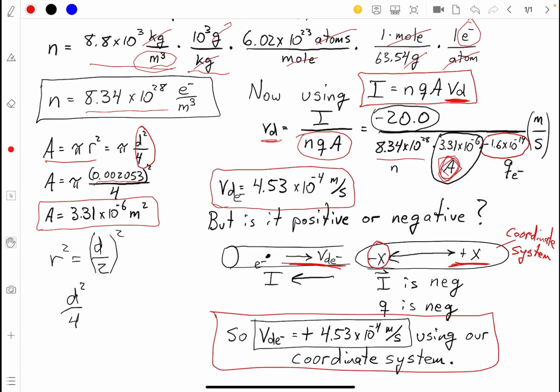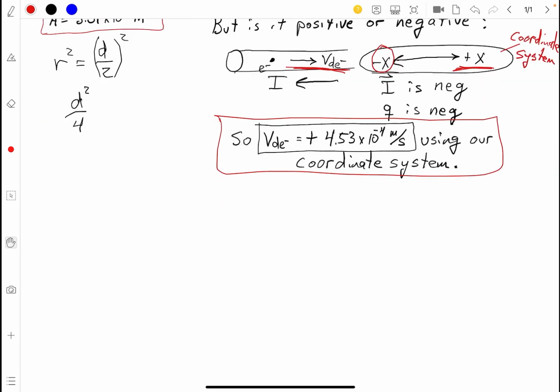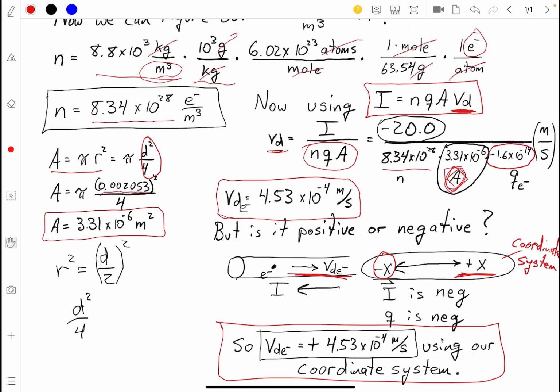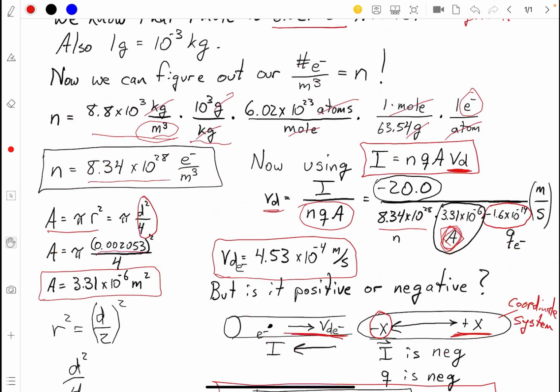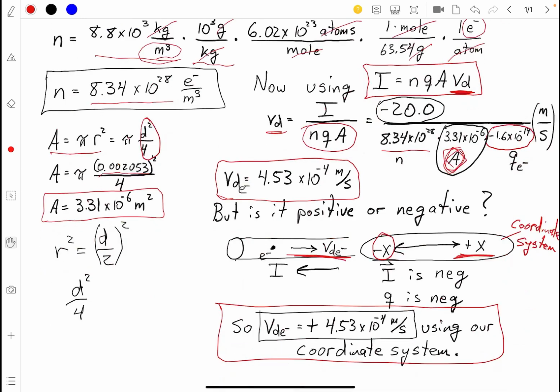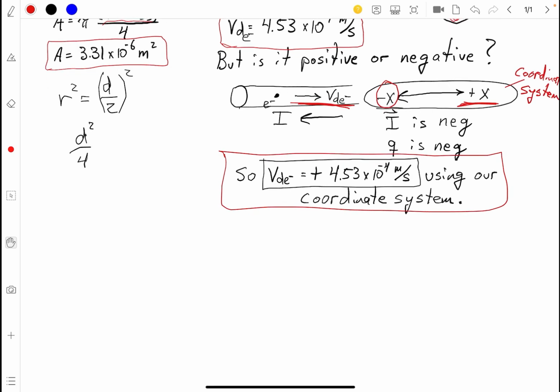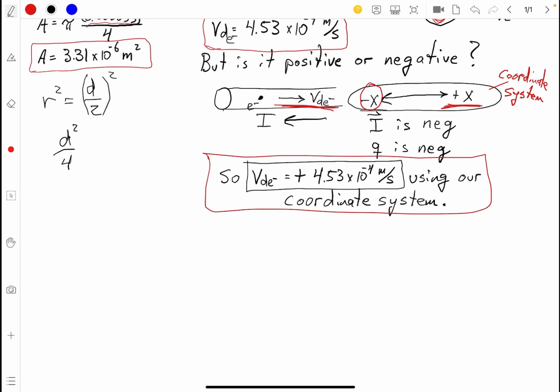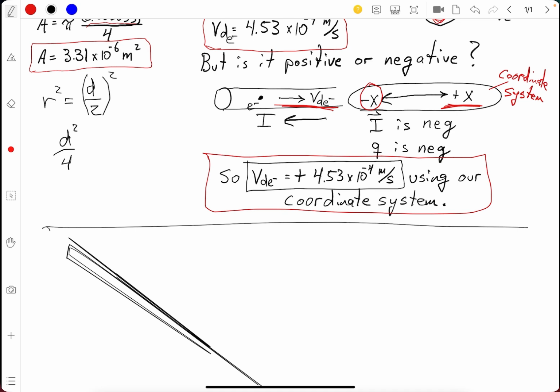All right. That does it for current. In our next lecture, we're going to start talking about resistance and Ohm's law. And here we go. So we're going to start here with resistance.